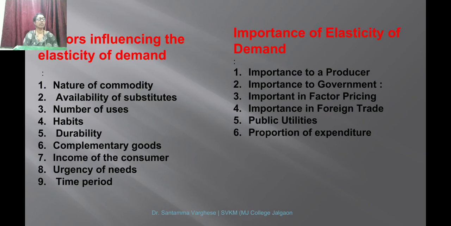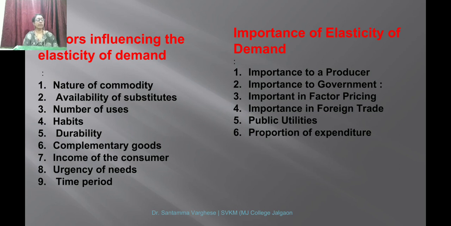The availability of substitutes. Demand for the commodity will be more elastic if the substitutes are available. For example, lemon juice, orange juice, sugarcane juice are substitutes. If the lemon juice is more expensive, we will go to the other, so changes will be there.